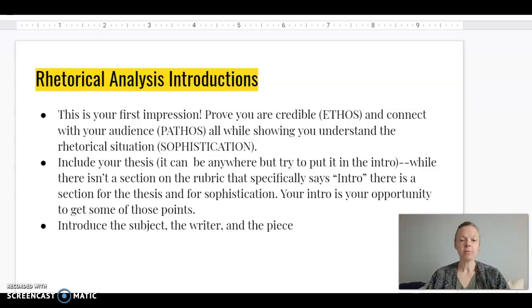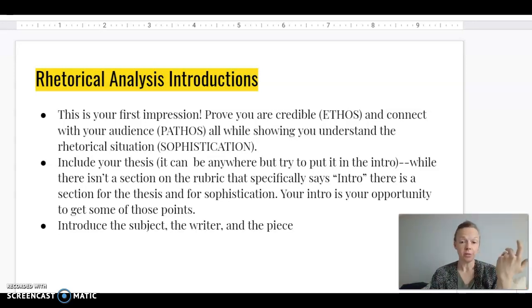Okay, so in a rhetorical analysis introduction, remember, as you're writing this essay, your intro is like your first impression. You want to try to prove that you're credible, and that's where you use your ethos. You want to connect with your audience, in other words, pathos, all while showing you understand the rhetorical situation, and that's like the sophistication. If you remember what the scoring guide looks like, you either get that 1 or a 0 for sophistication. While in your intro it's not specifically a part of the rubric, you have the opportunity to hit the sophistication point within the introduction.